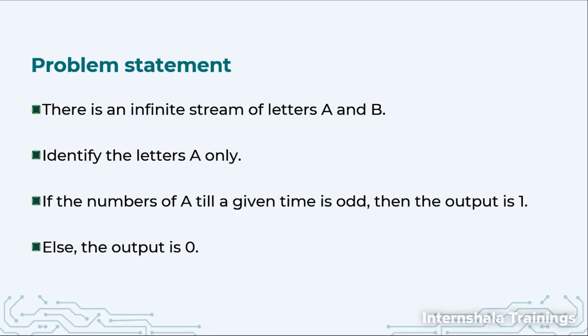So, what are we going to do? There is a stream of A's and B's, infinite stream. Let us say at one time the number of A's and B's is 1000. Out of them, number of A's is 555. That means it is an odd number. At that moment the output will be 1. And at any other moment, if I count the number of A's and it turns out to be even, then the output will be 0.